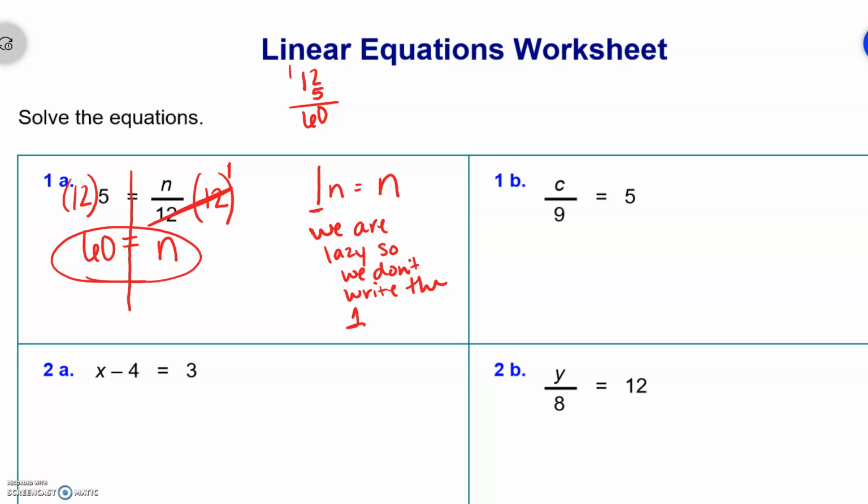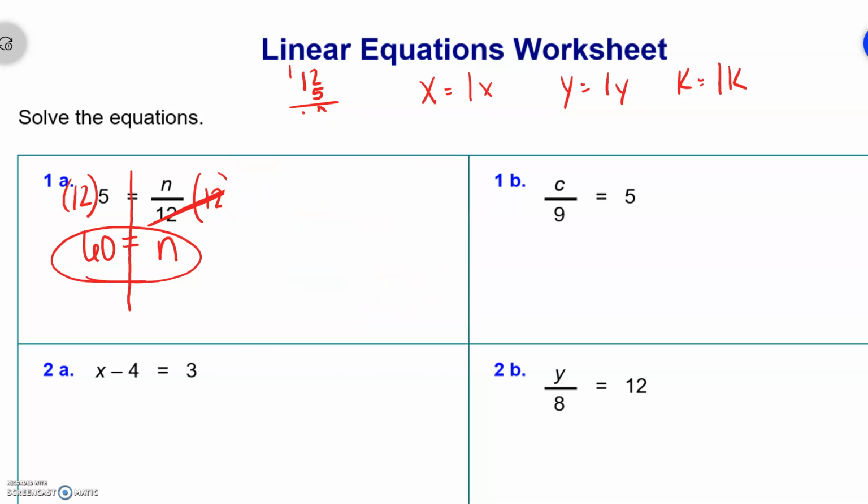We can always double check. So go ahead and write this down, and then I'm going to erase it. And that goes for all variables. So if it was x, that equals 1x. If it's y, that equals 1y. If it's k, that equals 1k. We can double check by substituting our value in and simplifying.